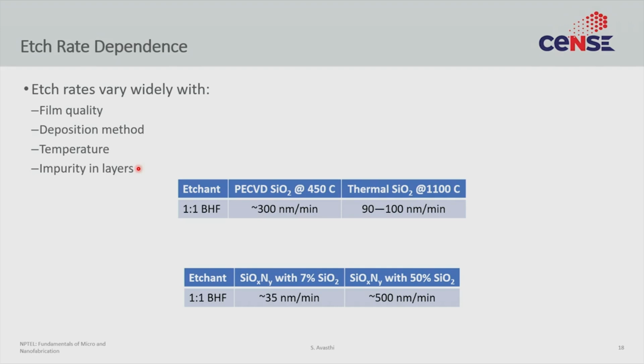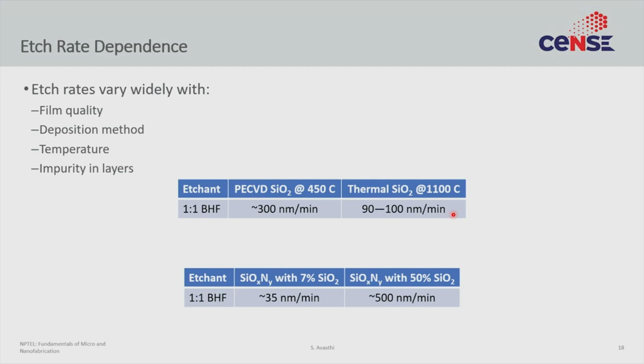Here are two examples just to highlight the discussion that we just had. Supposing you are using an etchant which is 1:1 buffered oxide etch or buffered hydrofluoric acid. If you were to etch PECVD silicon nitride, which was deposited at 450 C, you would actually get an etching rate of around 300 nanometers a minute. Compare this to a thermal oxide, a high quality thermal oxide that was grown at 1100 degrees C, say a native oxide, that will have an etching rate of only 90 to 100 nanometers per minute. So that's a huge difference. That's like a factor of 3 right there, even though chemically both of them are silicon dioxide.